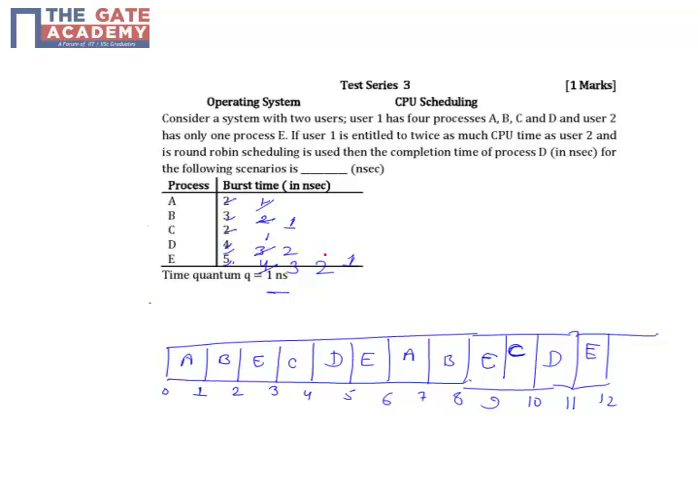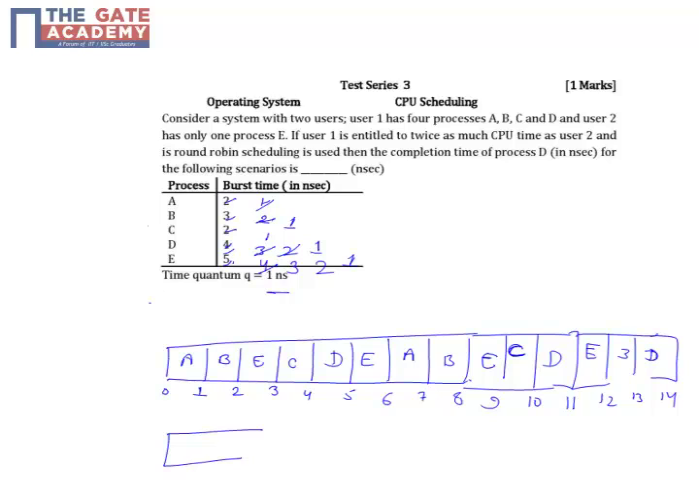Then after that process B and D are the only remaining processes with user 1. So process B will execute up to 13, and after that process D will execute up to 14. Process B will be completed. Process D will be having 1 time quantum remaining. Okay, I am continuing in the next line.